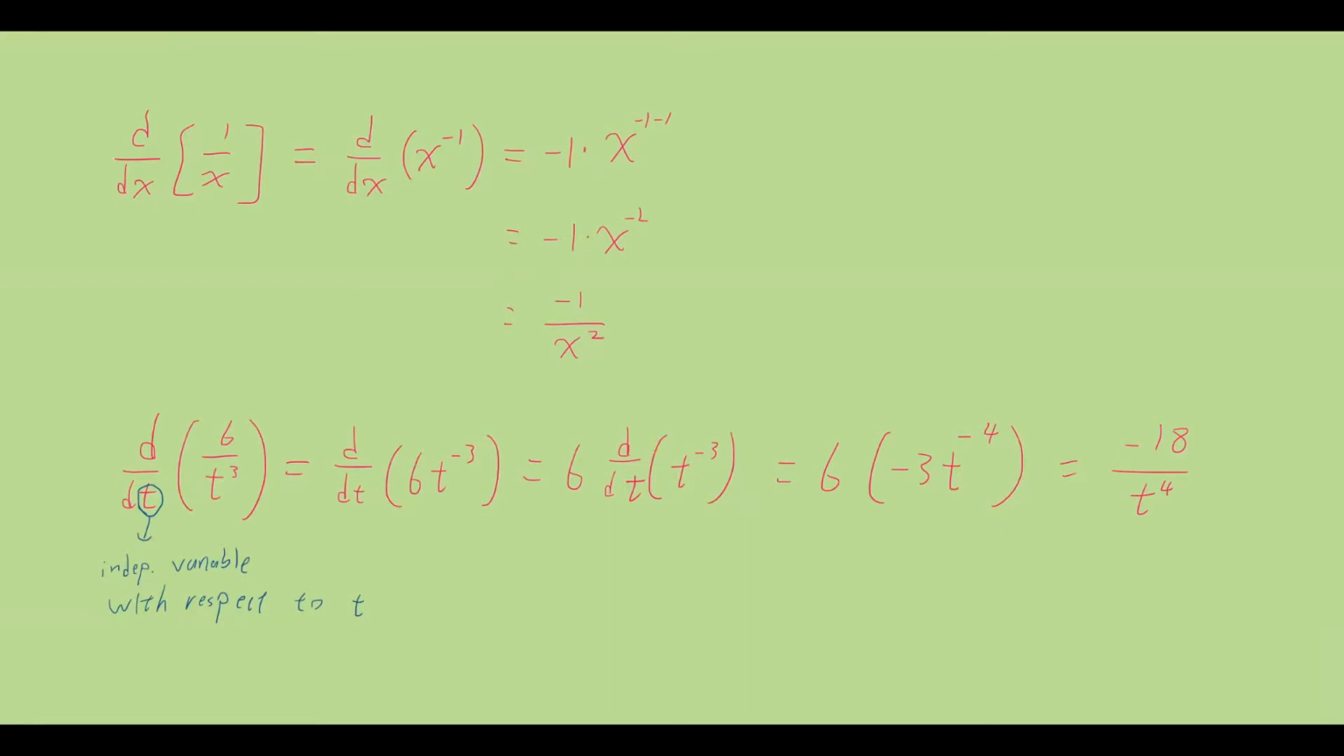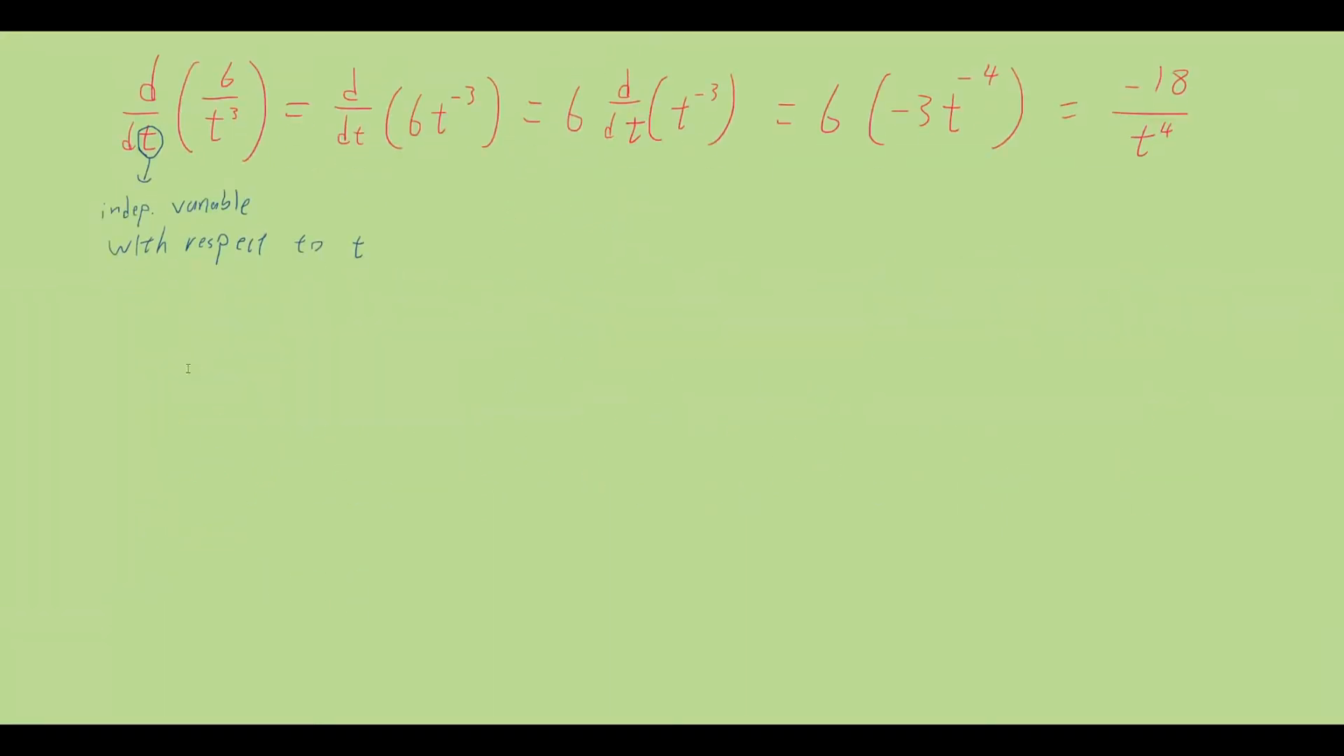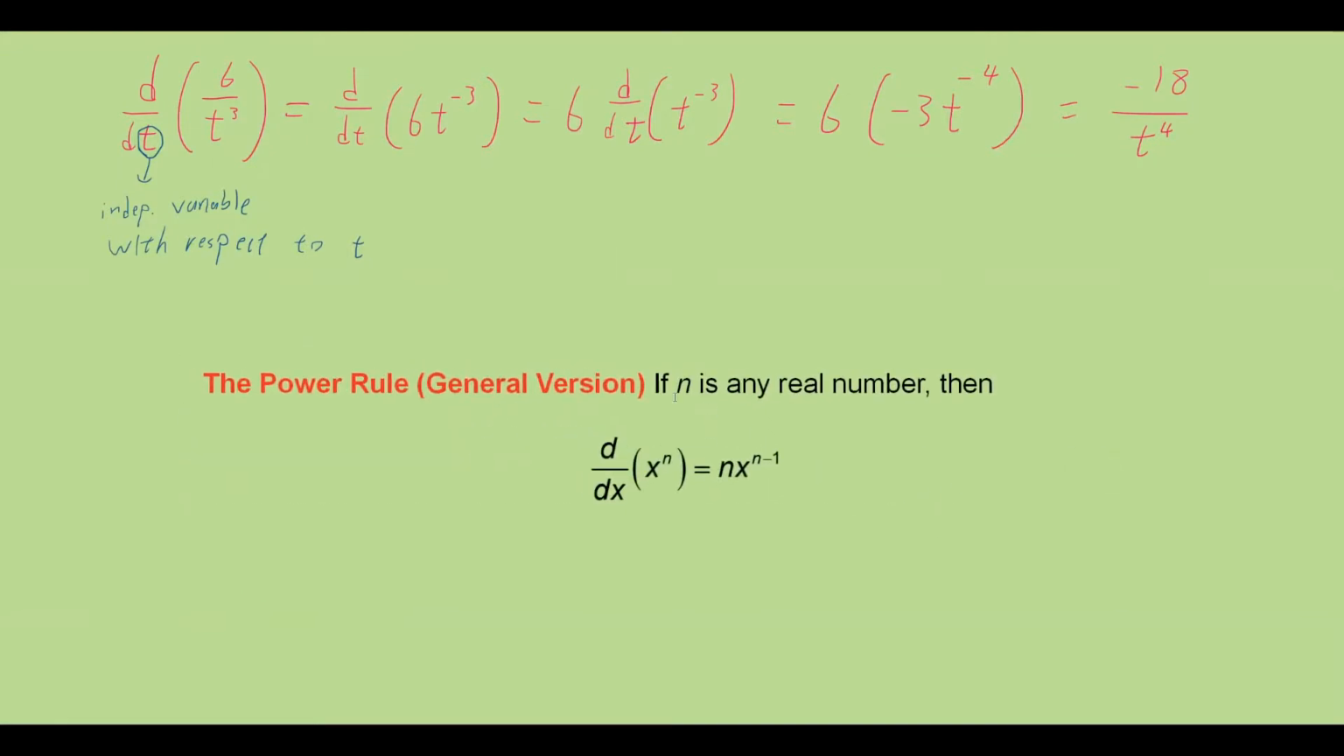All right, and lastly, here is the general power function rule. If n is any real number, then the derivative of x to the power of n is just bring down the power and decrease the power by 1.